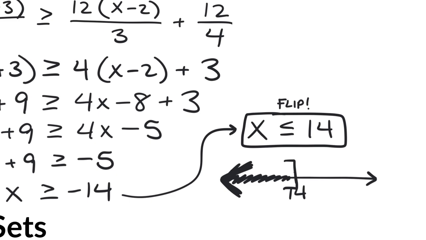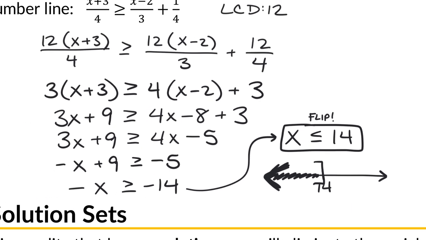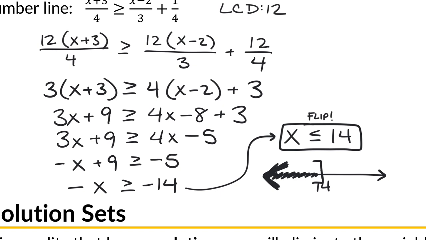So really, we can treat these exactly like equations until the very end, where if you divide by a negative number, you flip the inequality sign, and then we graph because there's multiple solutions to this, not just one. It's a range of, or a domain of numbers.